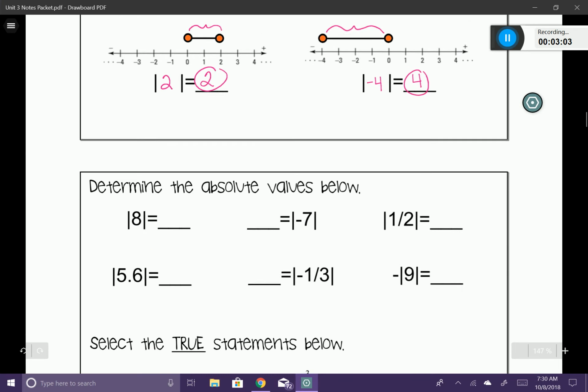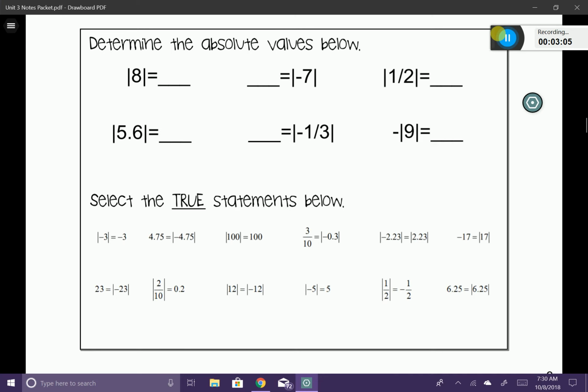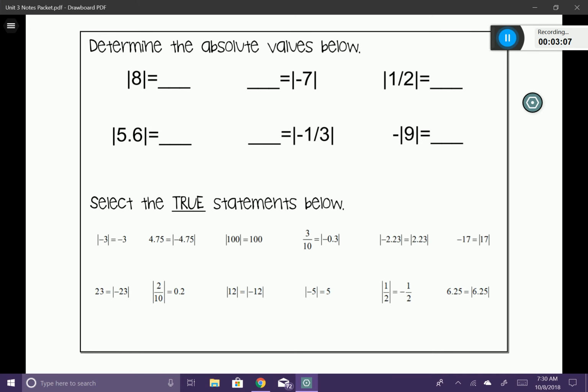All right, let's go ahead and answer some questions. It says, determine the absolute values below. So let's go ahead and figure out the absolute value of 8. Oh, and by the way, this is a great time to pause the video and try these on your own, and then go ahead and check the answers with me. The absolute value of 8 is basically asking us, well, how many spaces away is 8 away from 0? And we know that it's going to be 8 spaces, also a positive number.